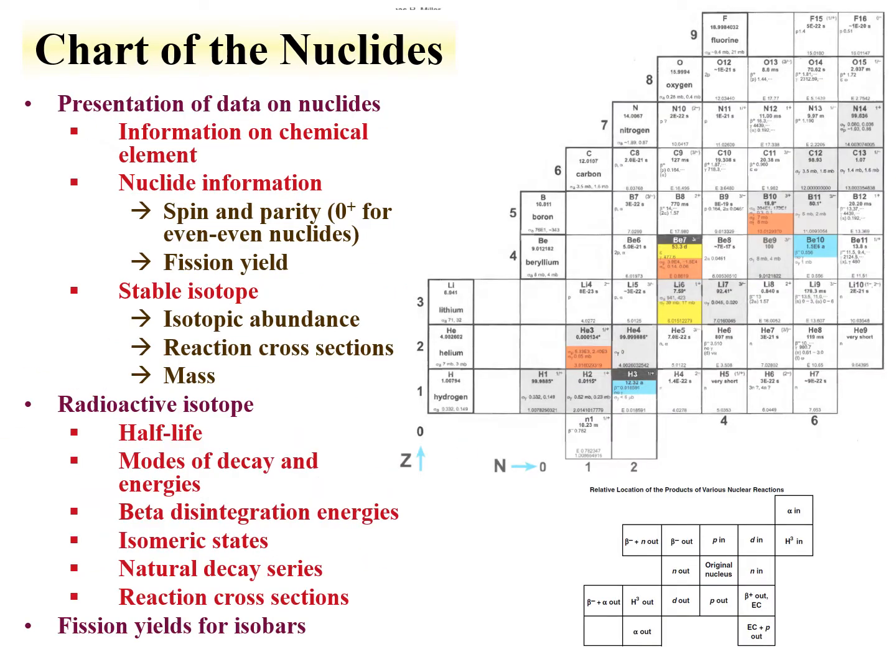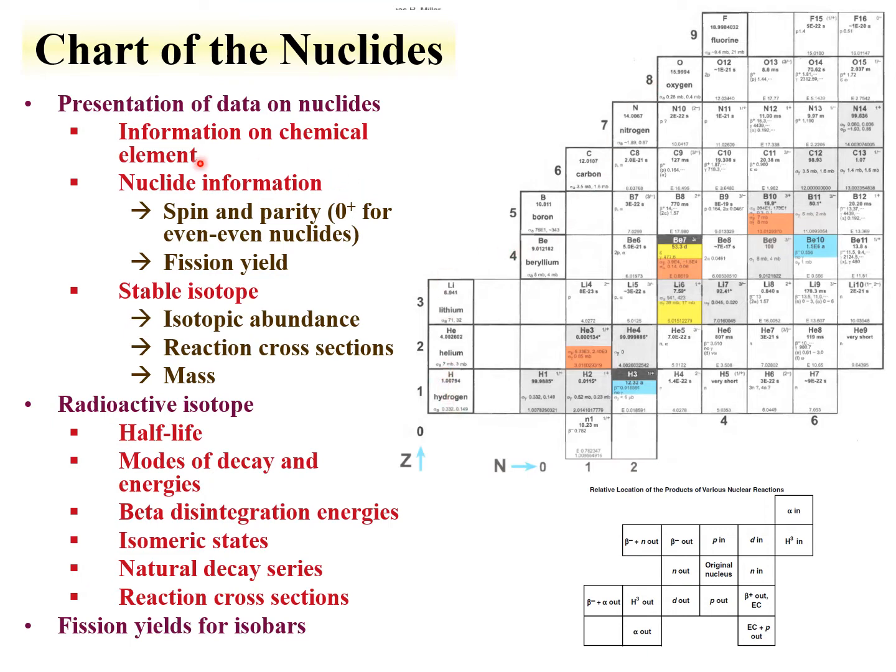The chart of the nuclides provides a bulk of the information we're going to use in the course on the isotopes. Initially, information on the chemical elements are given. For instance, as shown here, you can get the atomic mass, the average cross-section for each element.